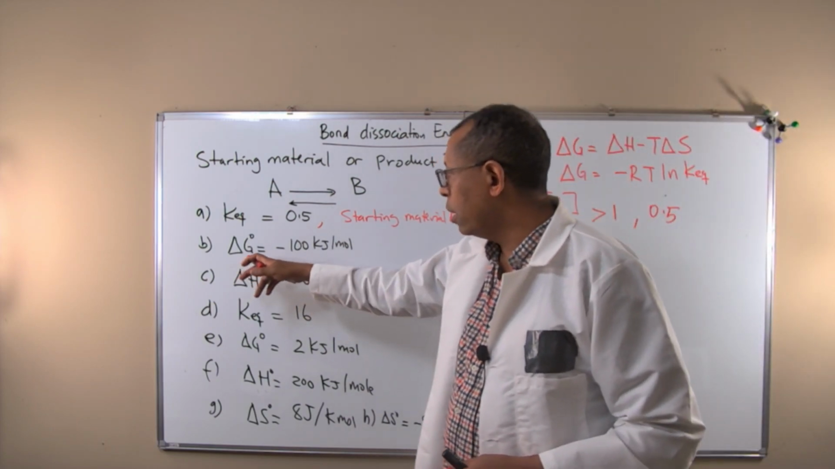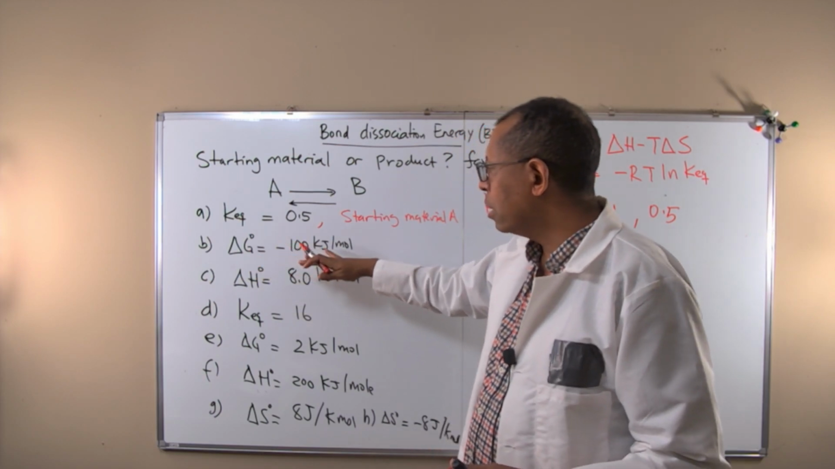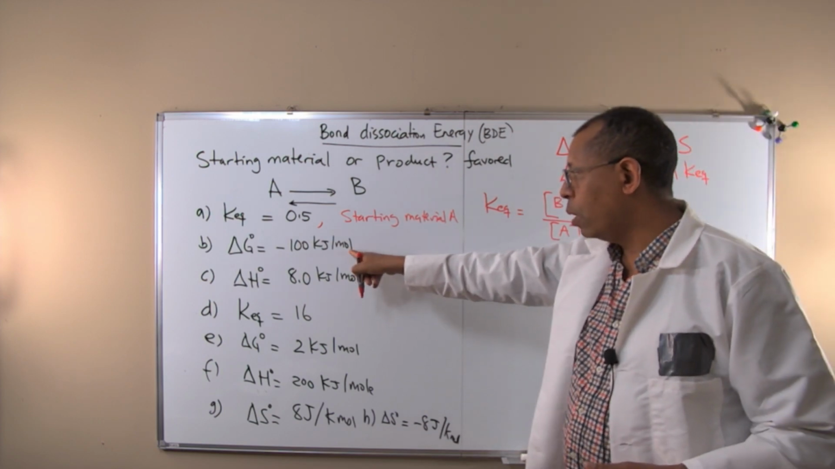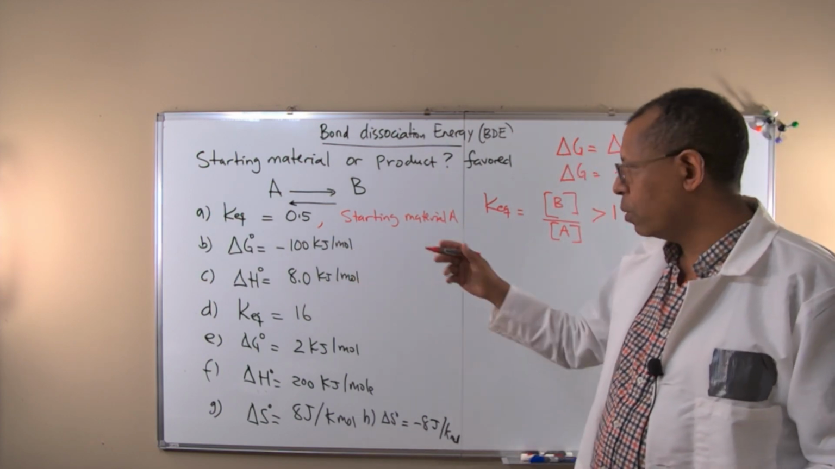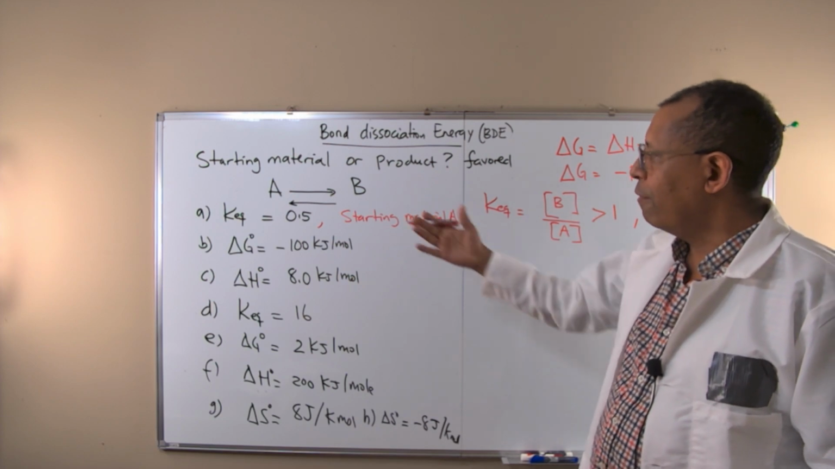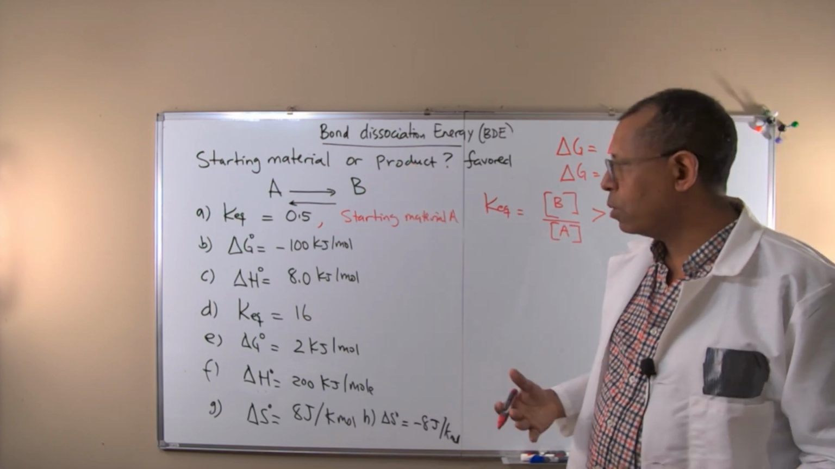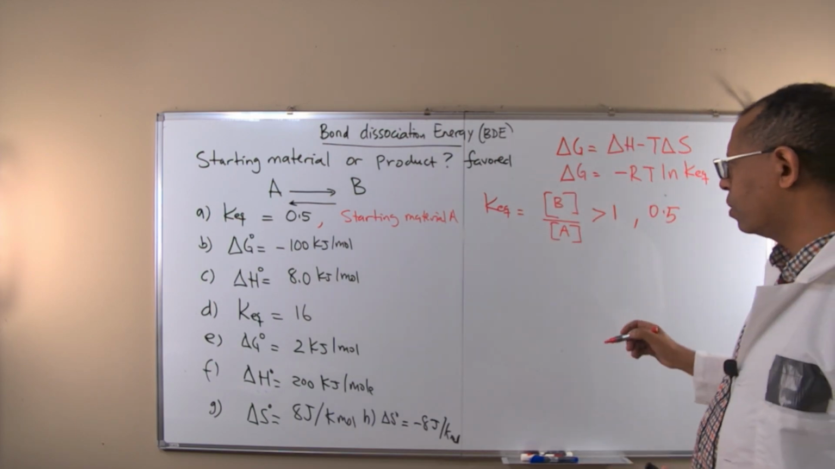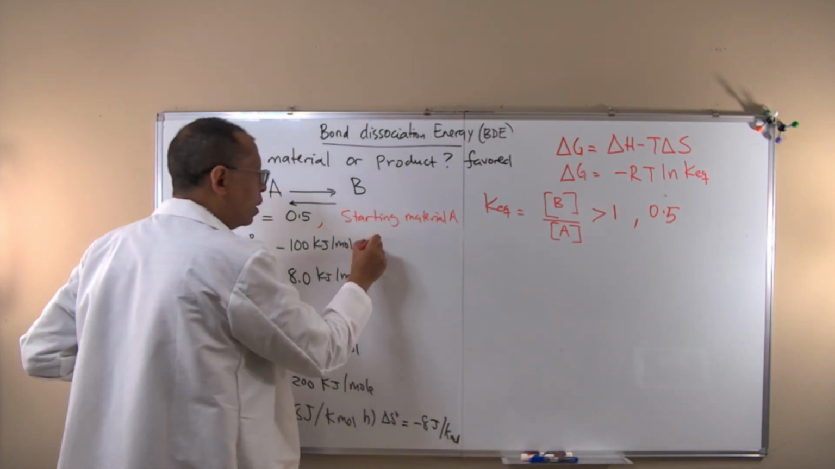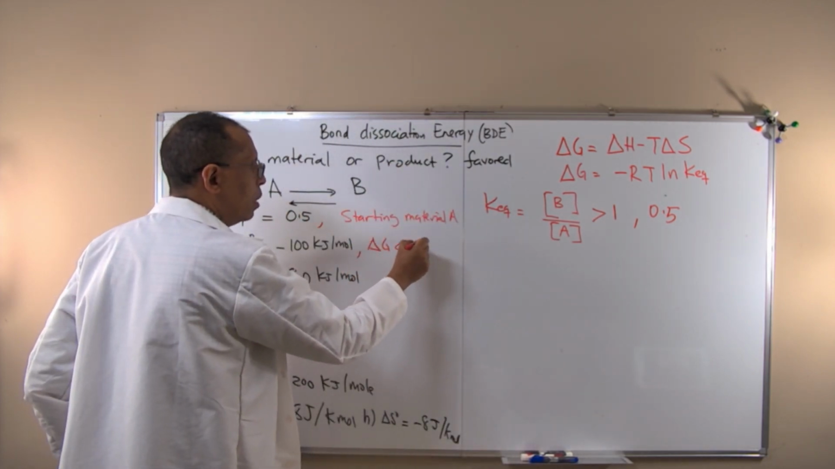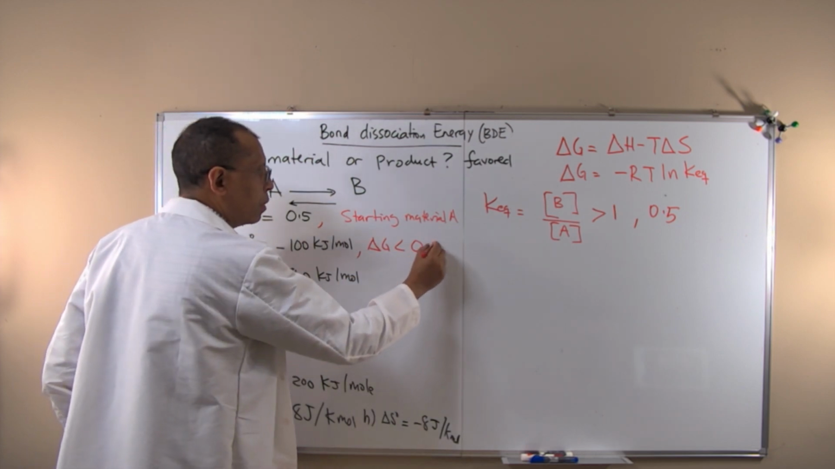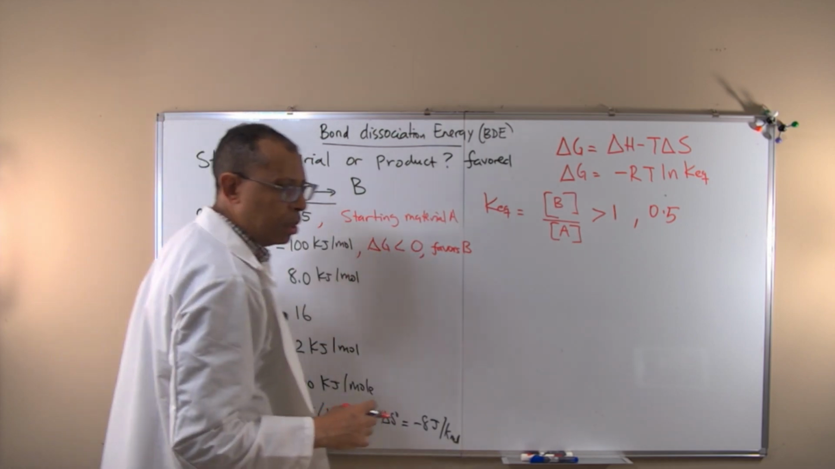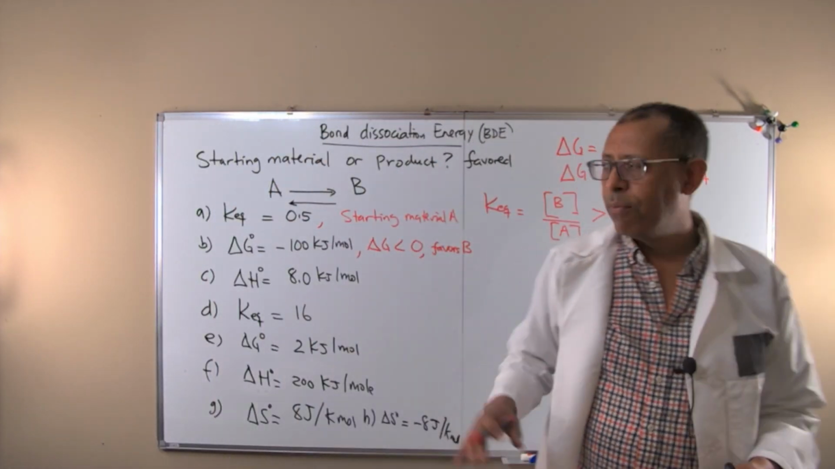In the next condition, delta G is minus 100 kilojoules per mole. Obviously delta G is less than 0, which is negative, so it should favor product formation. It's an exothermic reaction, and delta G overall is less than 0. So delta G less than 0 favors the product, B. The reaction is favored in the forward direction.